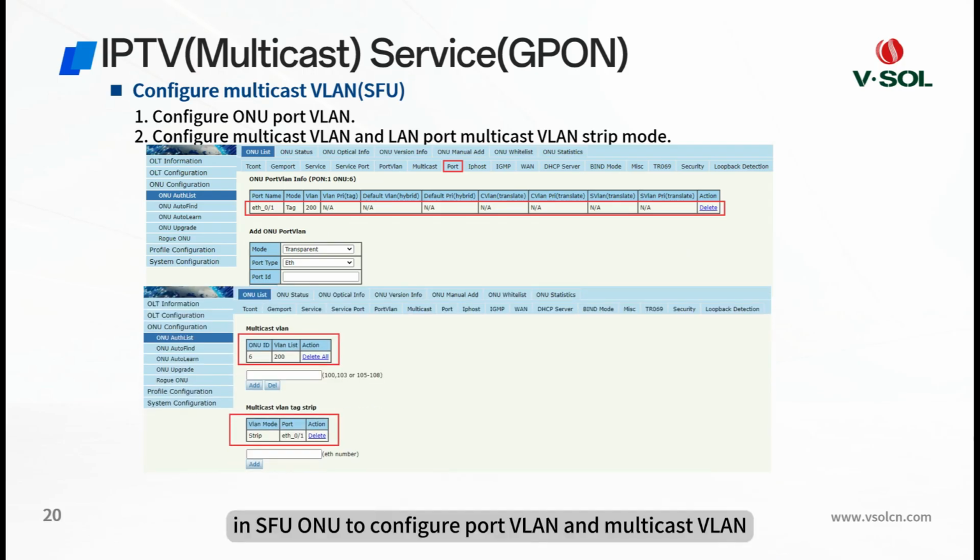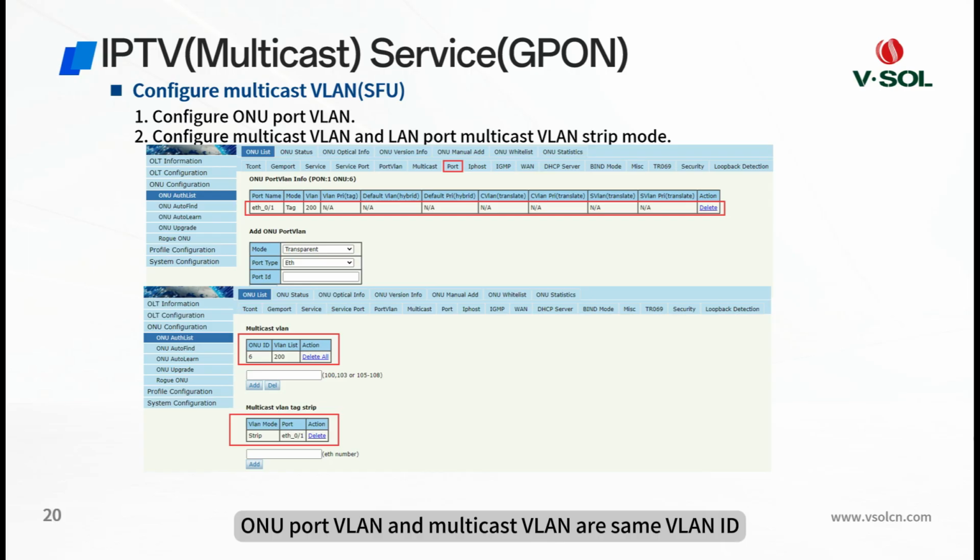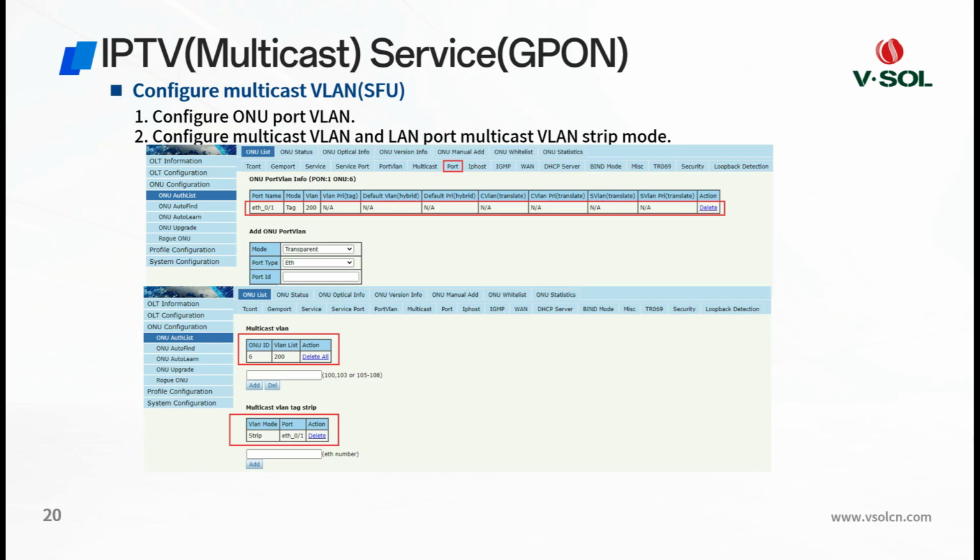In SFU-ONU, configure port VLAN and multicast VLAN. Usually, ONU port VLAN and multicast VLAN are the same VLAN ID. First, configure ONU port VLAN. As a terminal device, ONU port VLAN should be tag mode. Second, configure multicast VLAN and LAN port multicast VLAN strip mode.